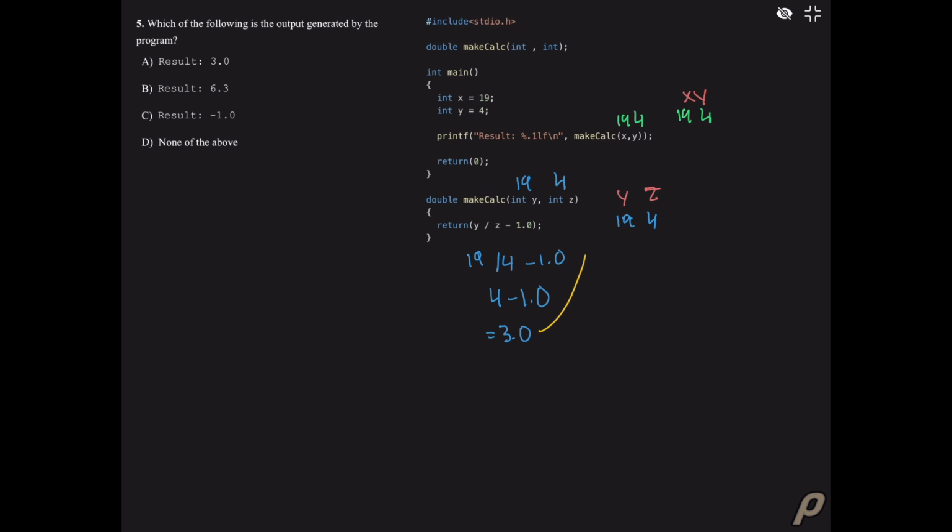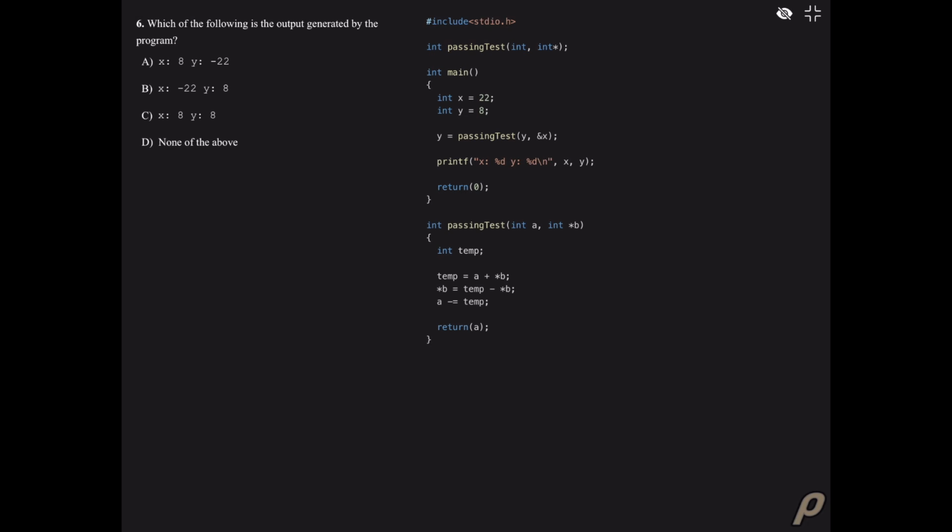So we will return this 3.0 back up here. Then just as before, we have just 1 decimal place that we're doing, so the result is 3.0. And if you look at our answers, that is A. So we get A for question 5. Moving on to the next question.